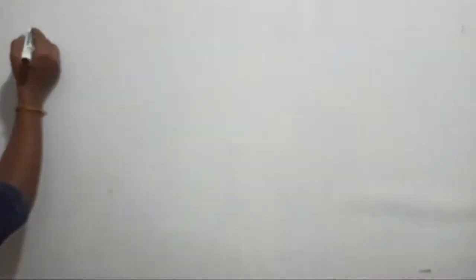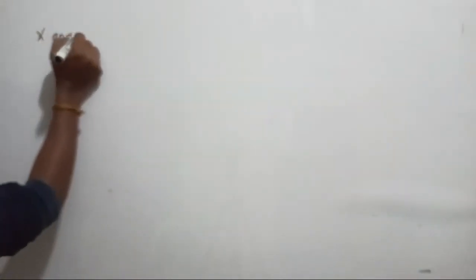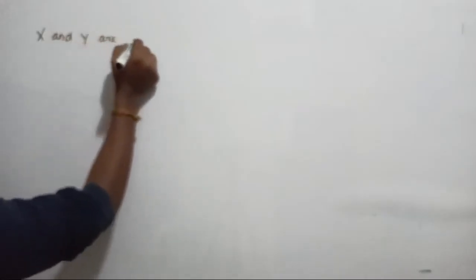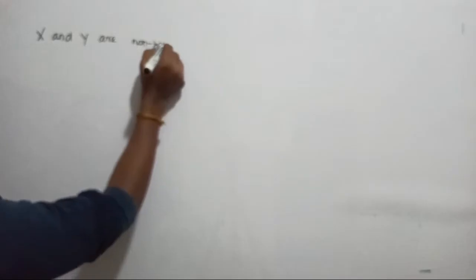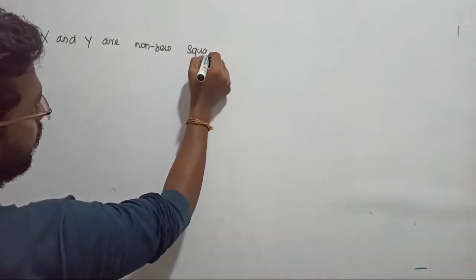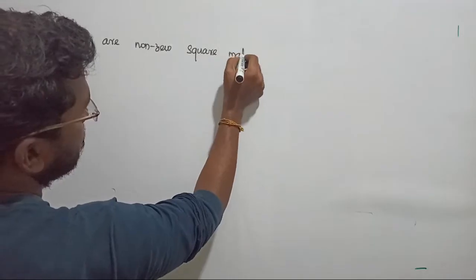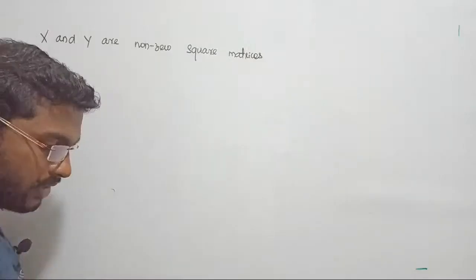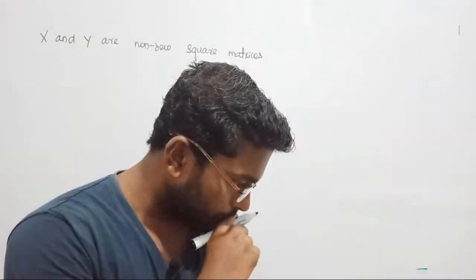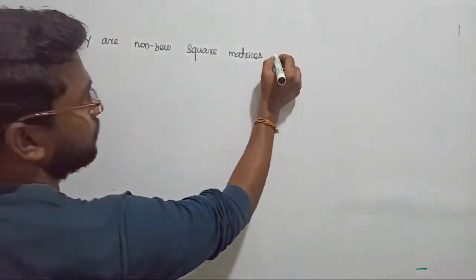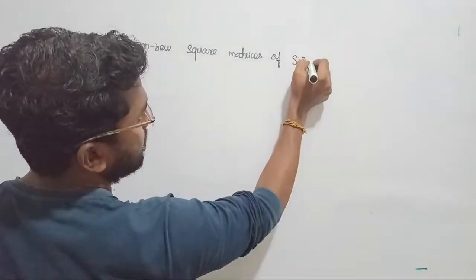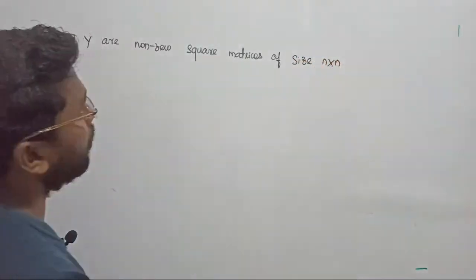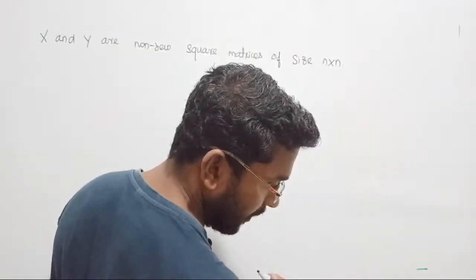Fine. Another question. This is also one of the beautiful questions. Let me write. X and Y are non-zero square matrices of size n cross n, right?